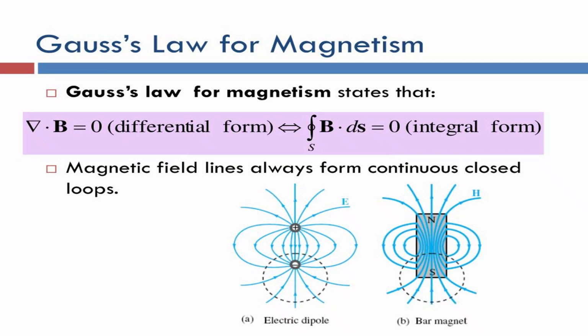Gauss law for magnetism is very simple. That means the total magnetic flux for a closed surface is 0. That means the total in magnetic field lines for a closed surface equals the total out magnetic field lines, so the total magnetic flux for a closed surface will always be 0. In integral form we can say B dot ds, where B is the magnetic field vector and ds is the area vector. So the closed surface integration of B dot ds is always 0, and in differential form, del dot B equals 0. The del is a differential operator, which is equal to del del x i cap, del del y j cap, and del del z k cap.